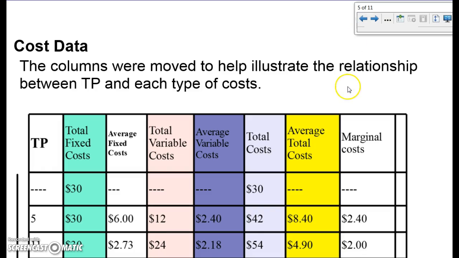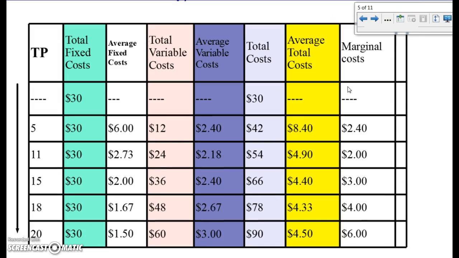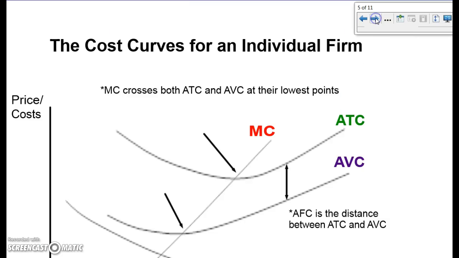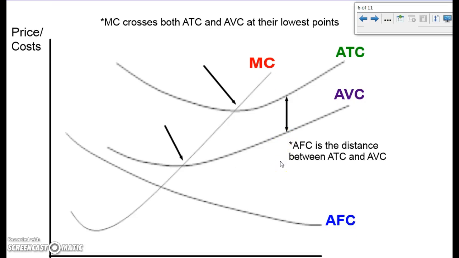And you'll notice that if you go over here too, I think I put average fixed cost on here. Yeah. If you take average total cost and you subtract average variable cost, you get average fixed cost. Why? Because fixed plus variable equals total, so average fixed plus average variable must equal average total. Okay. Two other important things here. You'll notice that the marginal cost curve crosses both ATC and AVC at their low points.